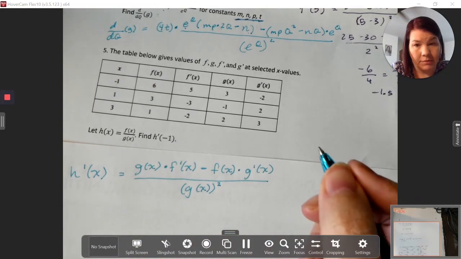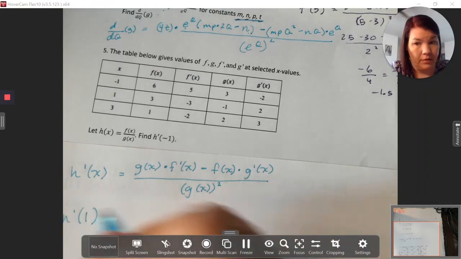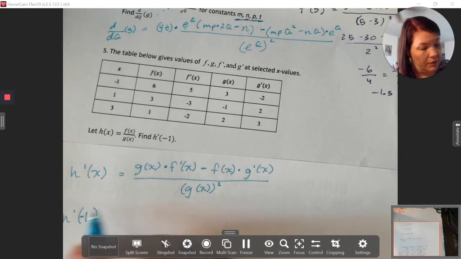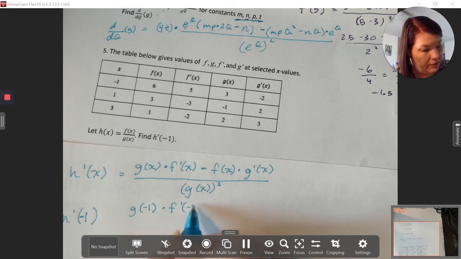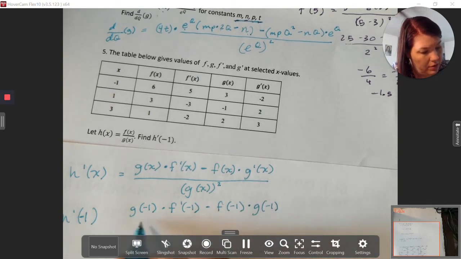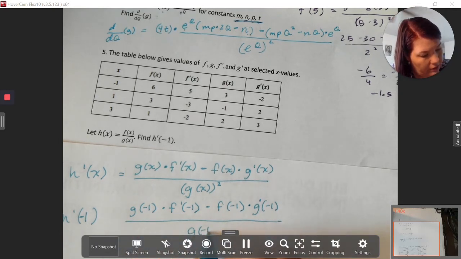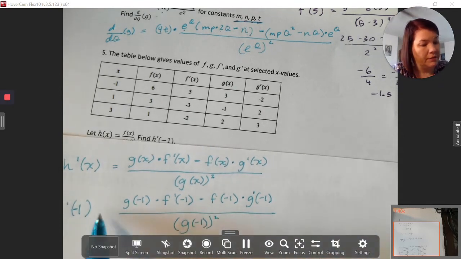Okay, well that seems like it was annoying. So let's go ahead and see what we can do. H of negative 1, excuse me. So I'm going to go ahead and get g of negative 1 times f prime of negative 1 minus f of negative 1 times g prime of negative 1, excuse me, over g of negative 1 squared. So you can see I've just plugged in. That's all I've done here is plug in negative 1 for all the x's.